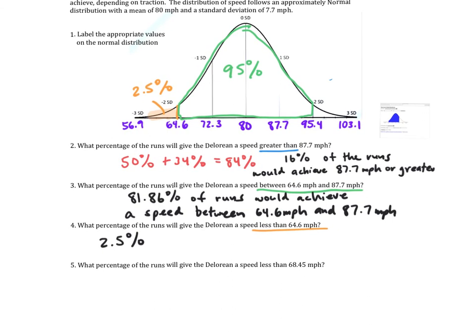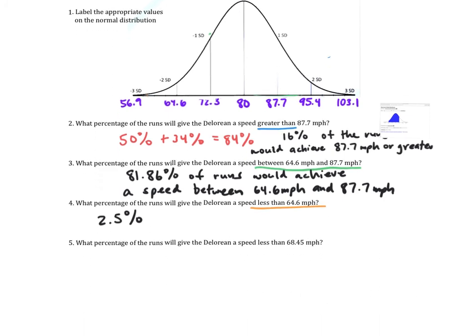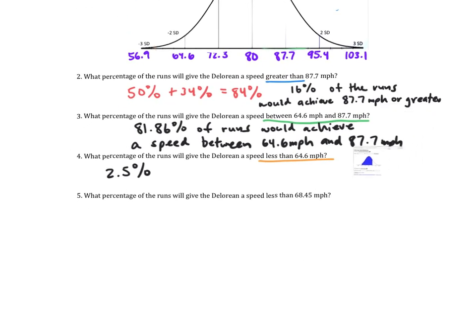What percent of the runs will give the DeLorean a speed of less than 68.45? Okay, and so now we don't have the luxury of using the empirical rules, so I'm going to go ahead and use the Staplet again. Let me just move this up over here, and then I'll zoom in. So we want less than 68.45.